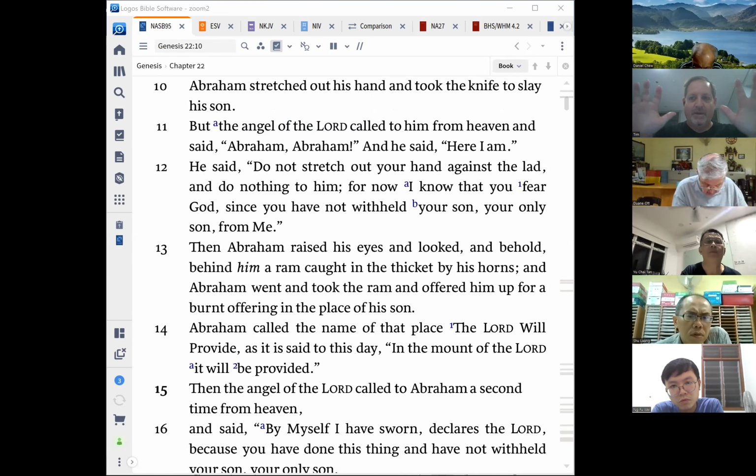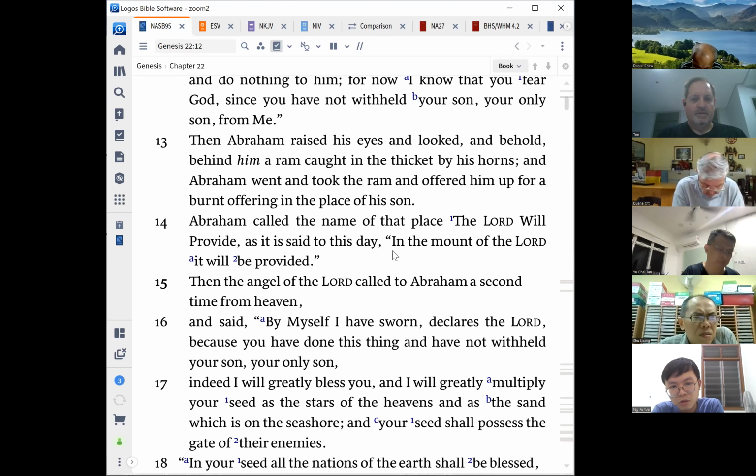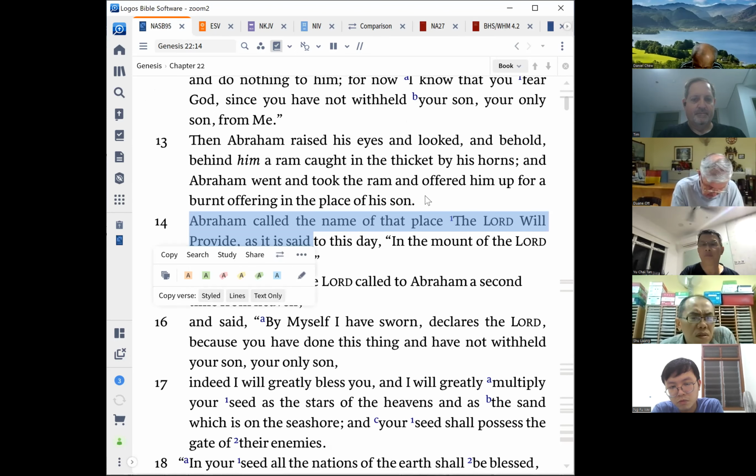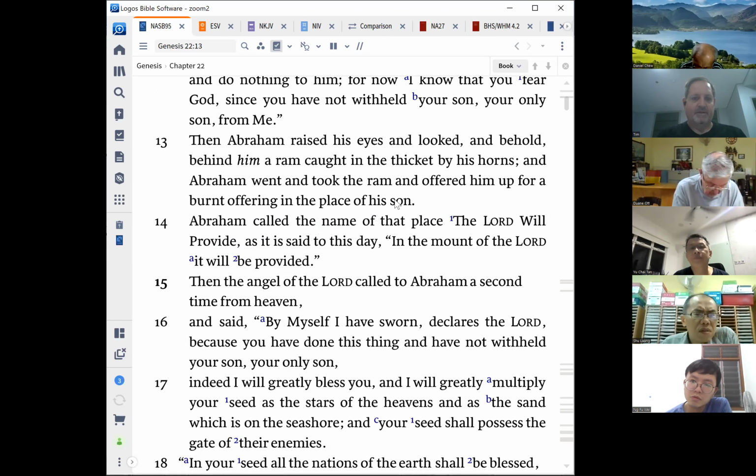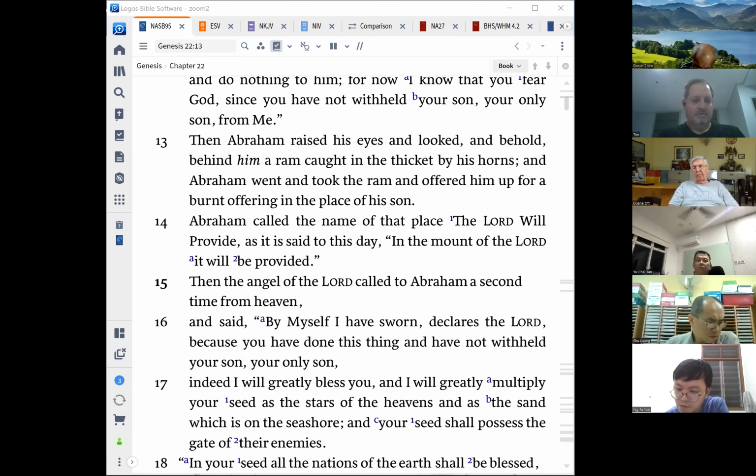Wait. Abraham. The angel calls out to Abraham just before he's going to strike. Okay, good. And then too, right? We made the observation before that the narrator says how Abraham called it The Lord will provide. Yep. Okay, so verse 14 ties in, I think, to that.